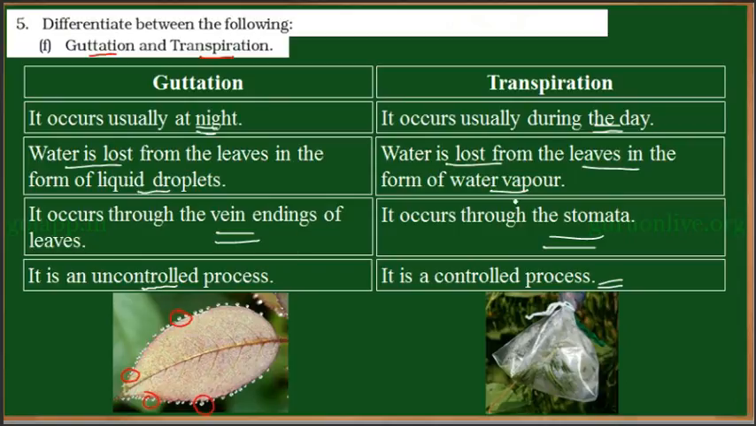So in transpiration, water is lost in the form of vapor. In guttation, water is lost in the form of liquid droplets. Transpiration occurs through stomata. Guttation occurs through the vein endings in the leaves. Transpiration is a controlled process. In guttation, since these veins are always open, it is an uncontrolled process. For transpiration, sunlight is required, so it occurs during the daytime. Guttation generally occurs in the absence of transpiration, so we find it during the night. So these are the differences between guttation and transpiration.